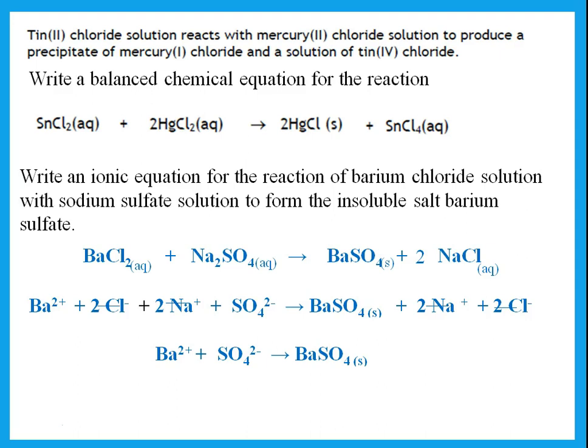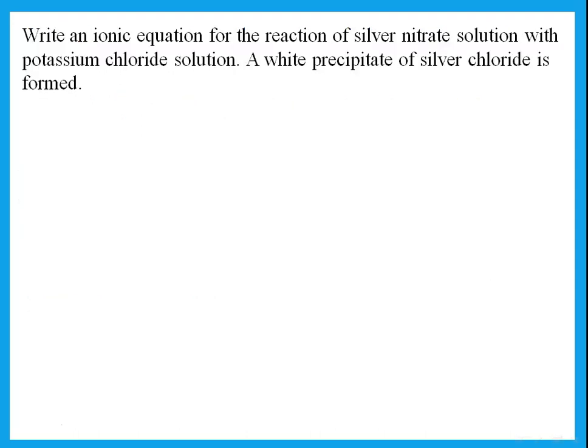Okay. Another question, write an ionic equation for the reaction of silver nitrate with potassium chloride. A white precipitate of silver chloride is formed. So I'm starting with silver nitrate. Nitrate has a valency of 1, so 1 and 1, so silver nitrate is AgNO3, plus potassium chloride, valencies are 1. To give silver chloride, also the valencies are 1. Remember that if he does not give me a valency for silver, it is usually 1.